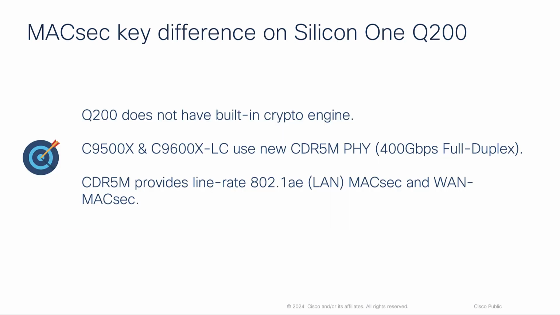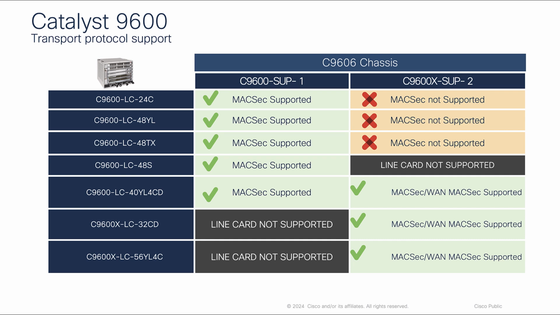Now let's take a look at MACsec. Q200 doesn't have any built-in crypto engine. So Catalyst 9500X and 9600X line cards use a new CDR5M for encryption. CDR5M provides line rate 802.1AE LAN MACsec and WAN MACsec. Here's a MACsec support matrix on the 9600 series based on Supervisor 1 and Supervisor 2. This is for your reference.